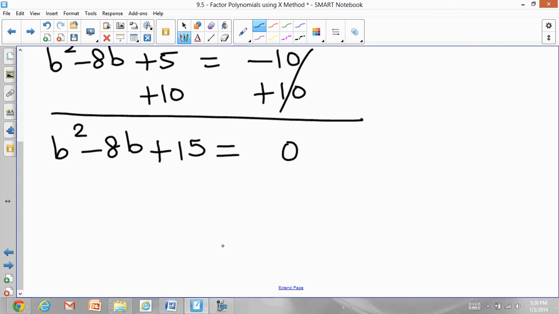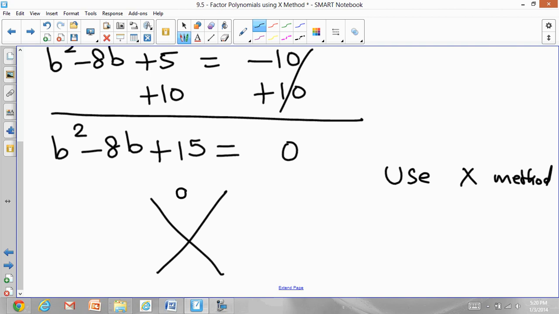To factor the polynomial, use the X method. The X method goes like this. Put an X and write the word add, write the word multiply. Now take the middle number and stick it in here. Take the last number and stick it on the bottom. Now you need to think, what two numbers when multiplied will give you 15? 5 and 3 will give you 15.